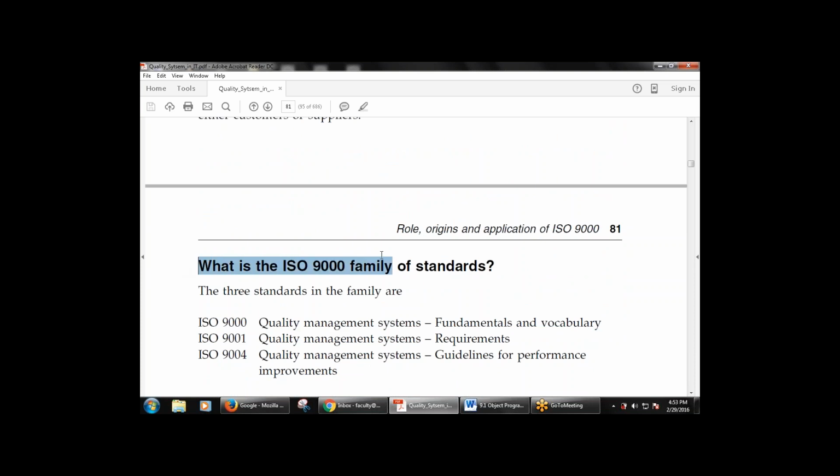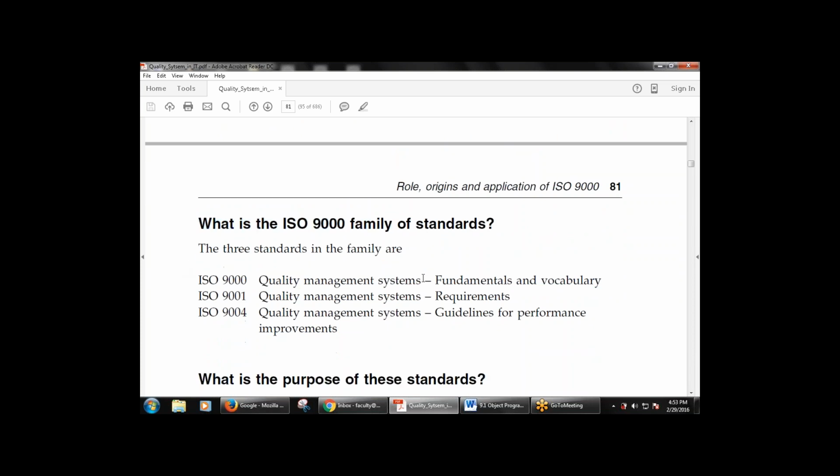Now, what is the ISO 9000 family of standards? That means, what does it contain? If I'm talking about a family, that means there is more than one member in the family of standards. So the 3 standards in the family are ISO 9000, ISO 9001, and ISO 9004. So there are 3 parts available over here.